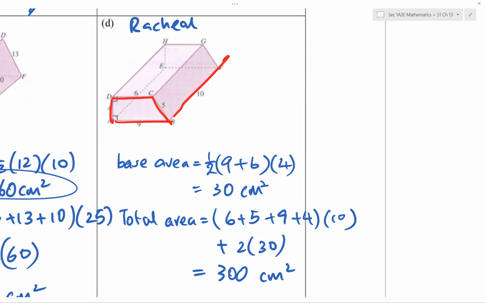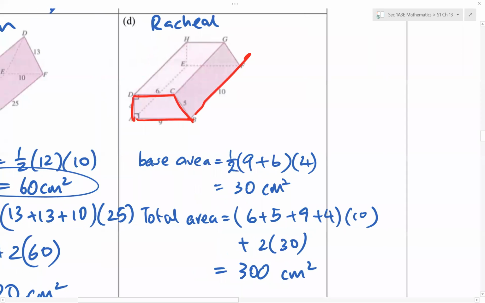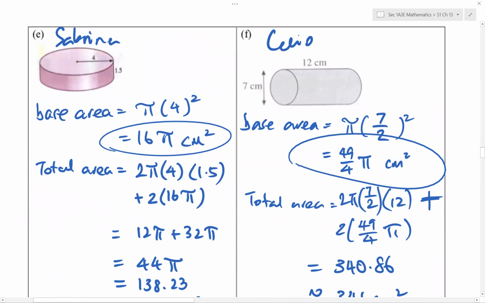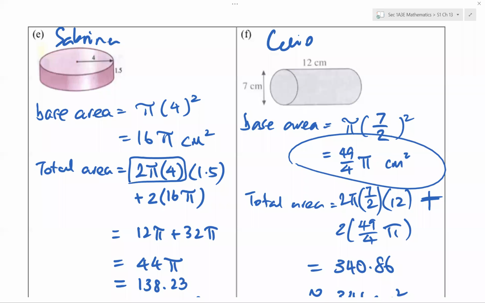Okay, does that help in your revision? So you see, even in this part E, we have our base area at 16 pi. The total area will be 2 pi times 4. Can you tell me what does 2 pi times 4 represent? Instead of something plus something plus something, now we have a cylinder. What does the first part represent? 2 pi times 4.